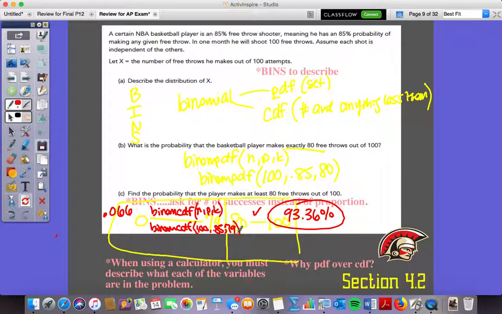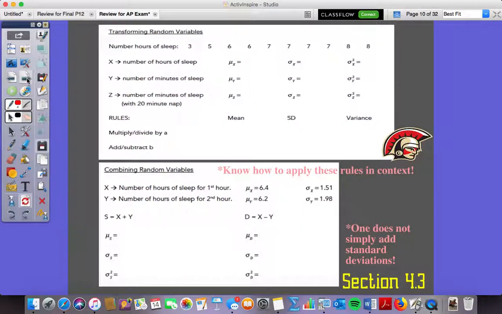And then also describe what each of the variables are in the problem. N would be the 100, make sure you describe that. 85% free throw shooter. K is the set number, or anything less than that number, depending on whether it's PDF or CDF. All right. We're good? I'm hoping that this is somewhat helpful. Let's just keep going.